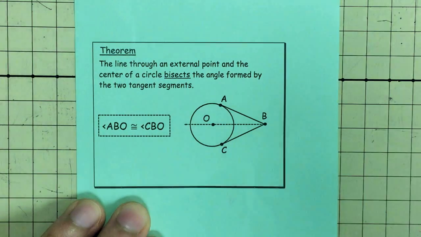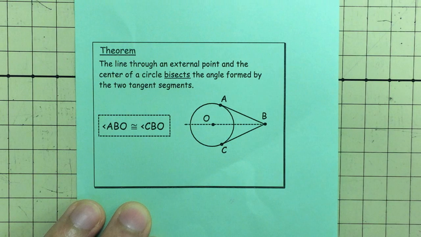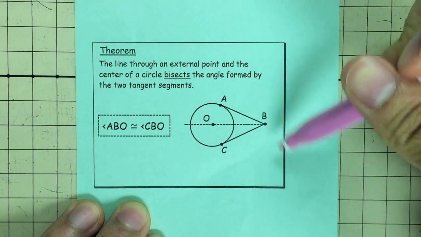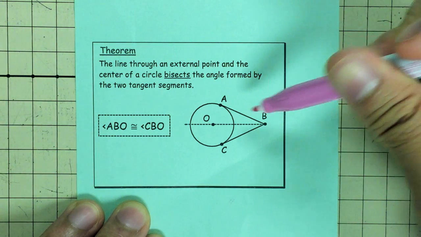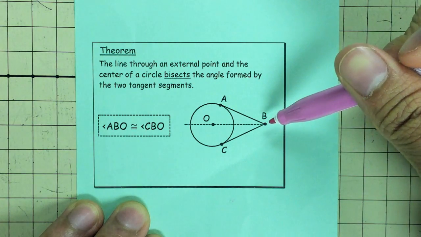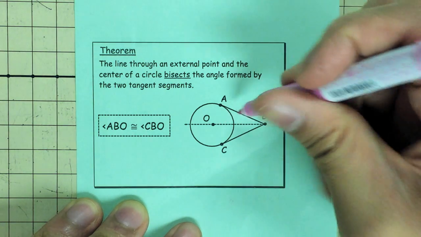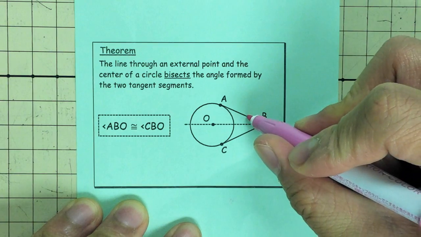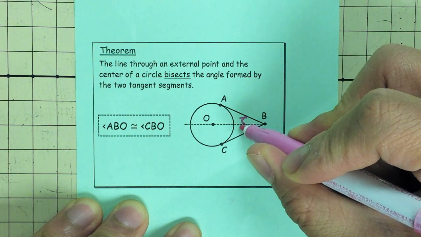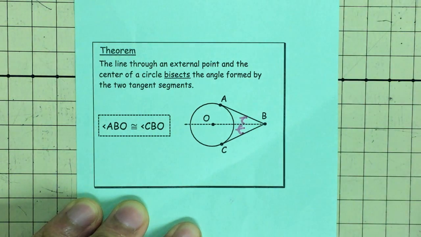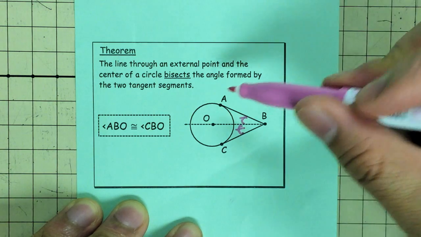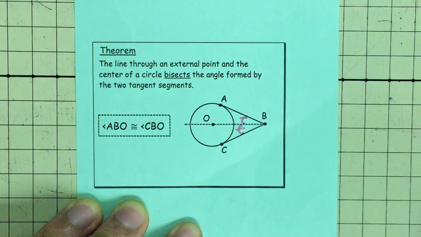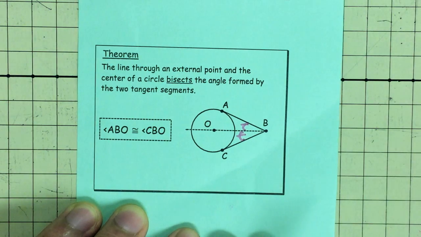Third theorem. The line through an external point and the center of a circle bisects the angle formed by the two tangent segments. What this tells you is if you have two tangent lines, then the line from the center to where they meet, AB or OB, is an angle bisector, which means this angle is congruent with this angle. ABO is congruent with CBO. Alright, and that's all we can say for that.